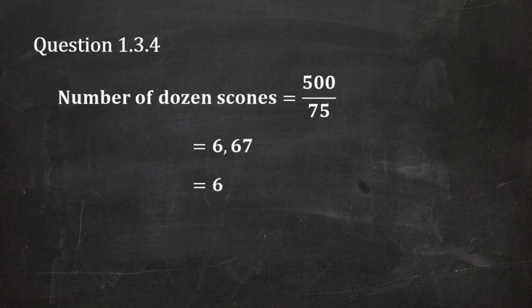Why 6 and not 7? Because if you round up to 7, then you will need more than 500 grams of butter. But rounding down to 6, you will have some butter left over, but that's okay.